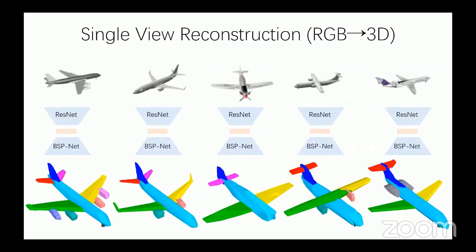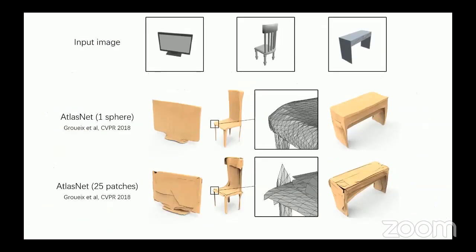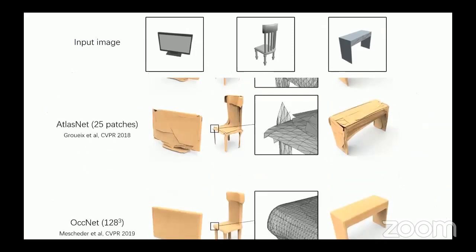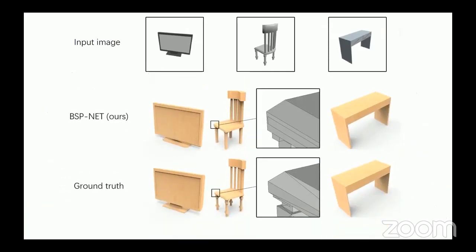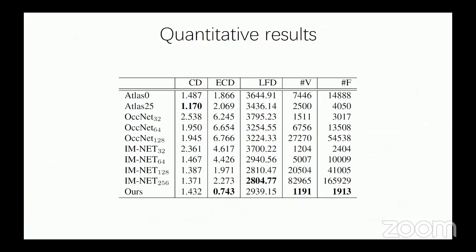Finally, since our BSPNet is a differentiable 3D decoder, we can easily pair it with an image encoder to achieve single-view reconstruction. We compare with several state-of-the-art methods to show the representation ability of our network and the compactness of the outputs. Please pay attention to the close-ups of mesh tessellations in the middle. Our method achieves comparable performance to the state-of-the-arts while using fewer vertices and triangles.